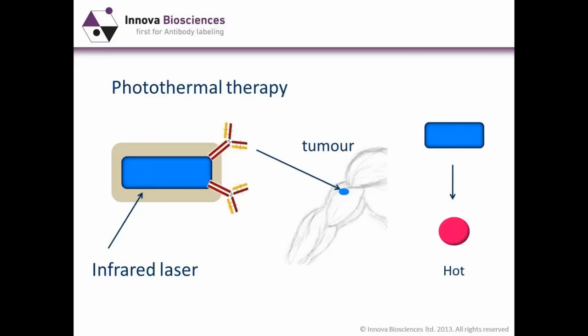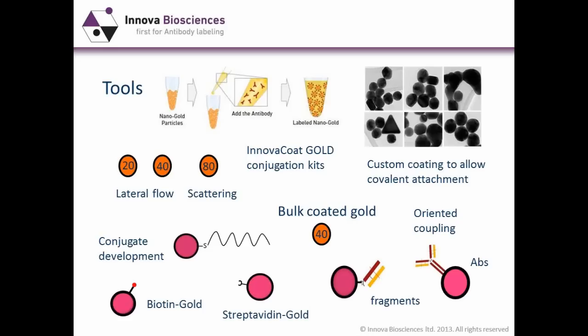So I think you can see there are a huge number of applications with gold nanoparticles. These are some of the tools that Innova Biosciences has if you're interested in this area. So we have conjugation kits for 20, 40 and 80 nanometer gold with the surface coat, for lateral flow and scattering type applications.